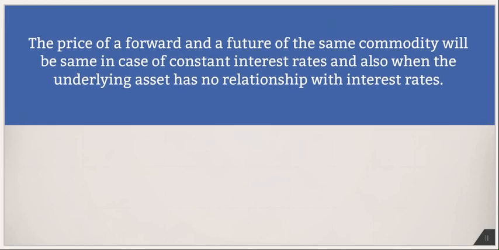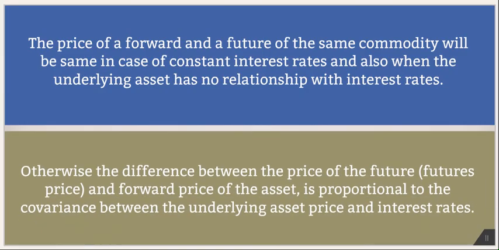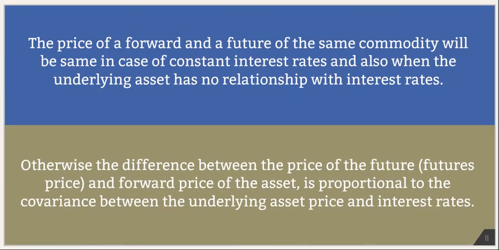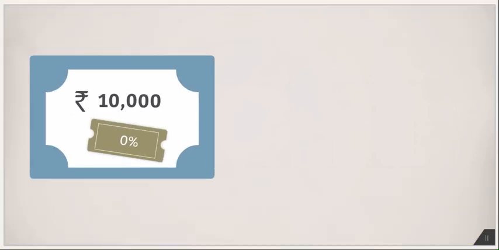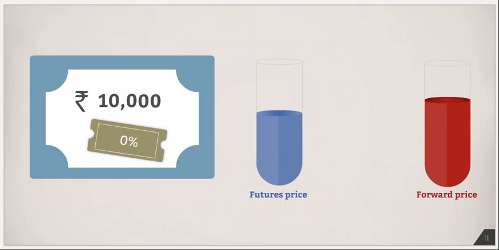The price of a forward and a future of the same commodity will be the same in the case of constant interest rates and also when the underlying asset has no relationship with interest rates. Otherwise, the difference between the futures price and the forward price of the asset is proportional to the covariance between the underlying asset price and interest rates. For example, a future on a zero-coupon bond will have a futures price lower than the forward price. This is called the futures convexity correction.